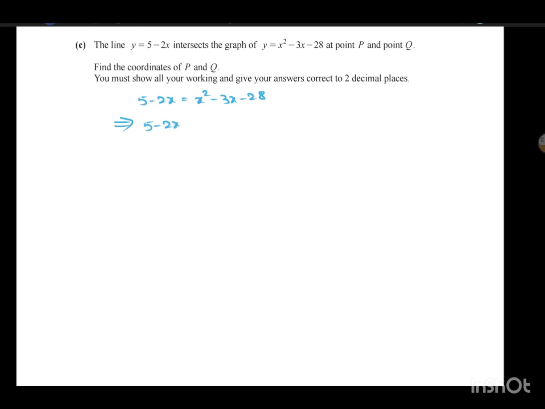Taking all the terms to the left hand side and equating with 0 to make a quadratic equation. Minus 2x, sorry, this will be plus and plus, sorry. Then minus 2x plus 3x is x, minus x square as it is, plus x. 5 plus 28 is 33.